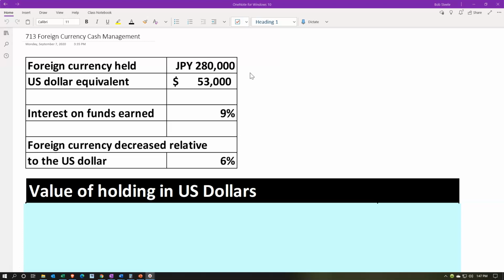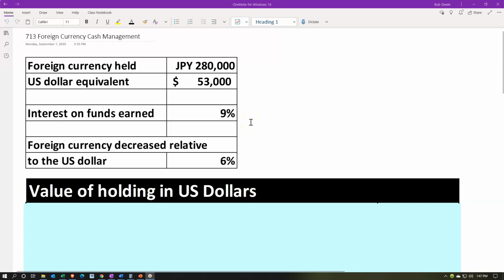We've got the yen, 280,000. The current value of it, or the value at the starting point of our practice problem, is $53,000. That's going to be the US dollar equivalent. Therefore, we would record this on our books at the 53,000. That would be valuing of the yen, just like we would for stocks. We don't record how many units of stock we have in, say, a company like Apple or something. We record the dollar value of it. Same thing we're going to do with the yen here.